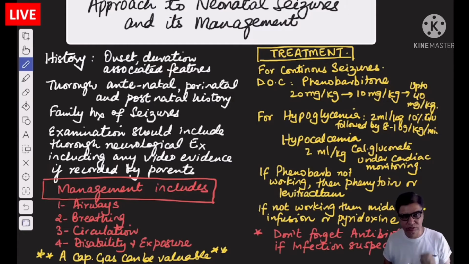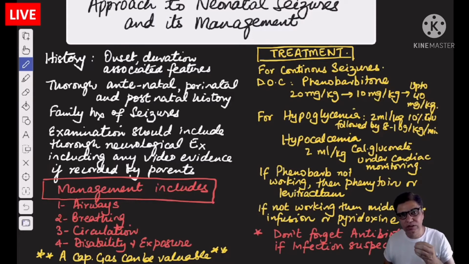The drug of choice, even if they ask you in exams, or somebody asks you what is the drug of choice for neonatal seizures, it's a bit different from the treatment of seizures in older children. Here the drug of choice is phenobarbital. Phenobarb is the only drug of choice in neonatal seizures. The dose to begin with is 20 milligram per kilogram of body weight. So you start that and you give it IV.